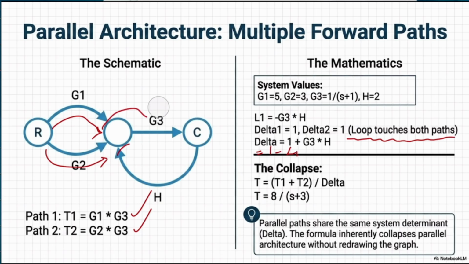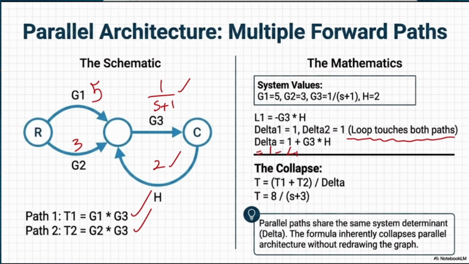At this point, I'm going to get rid of that since you already understand it. My G1 is 5, my G2 is 3, my G3 is going to be 1 divided by S plus 1, and my H is going to be 2 itself. So what is L1? L1 is my first loop. What is that? It is G3 times H, while I consider the negative sign. So G3 was this guy, and my H was obviously just 2. So my L1 is going to be negative 2 divided by S plus 1.